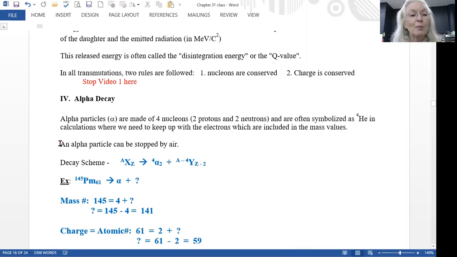All right, so alpha particles are big and bulky and they have a charge, which means they can be stopped by air. They're not especially dangerous in that regard, a little distance and you're probably pretty safe. You just don't want to eat them.